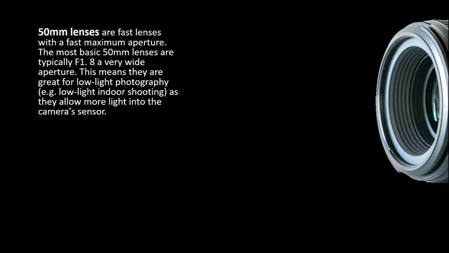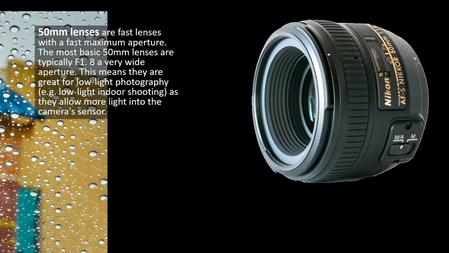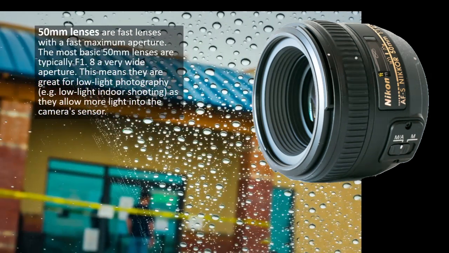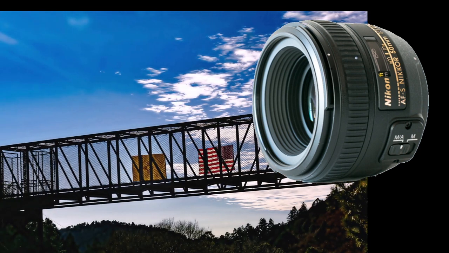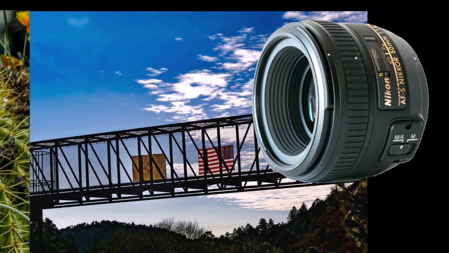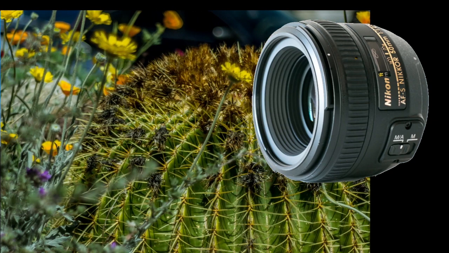50mm lenses are fast lenses with a fast maximum aperture. The most basic 50mm lenses are typically f1.8, a very wide aperture. This means they are great for low-light photography, e.g. low-light indoor shooting, as they allow more light into the camera's sensor.